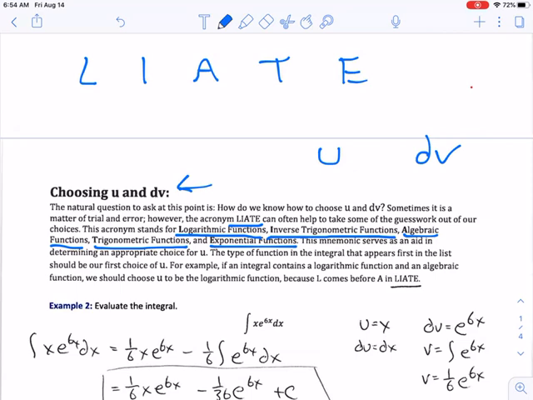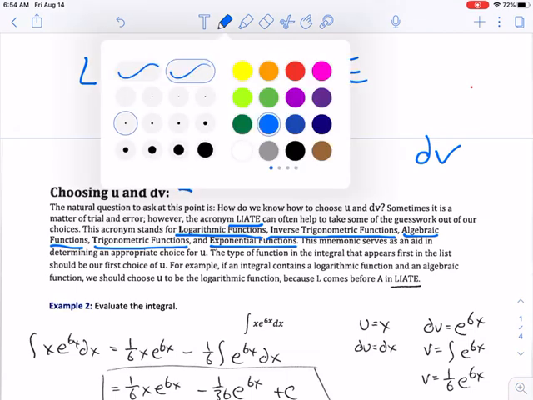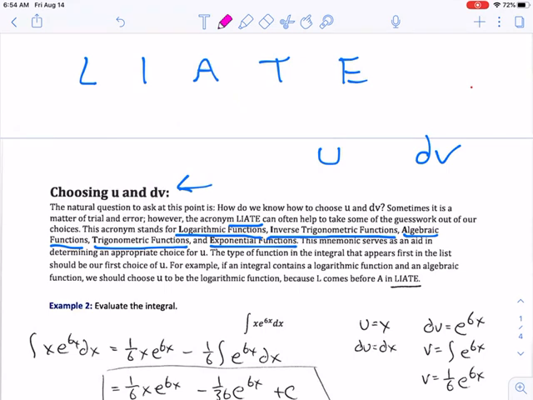All right. So let's just say you have an algebraic function and a trigonometric function. Well, which one is to the left? Which one is to the right? The algebraic function is to the left. The trigonometric function is to the right. And so that's how you would assign. The algebraic function becomes u because it's to the left of dv, and the trigonometric function would be your dv.